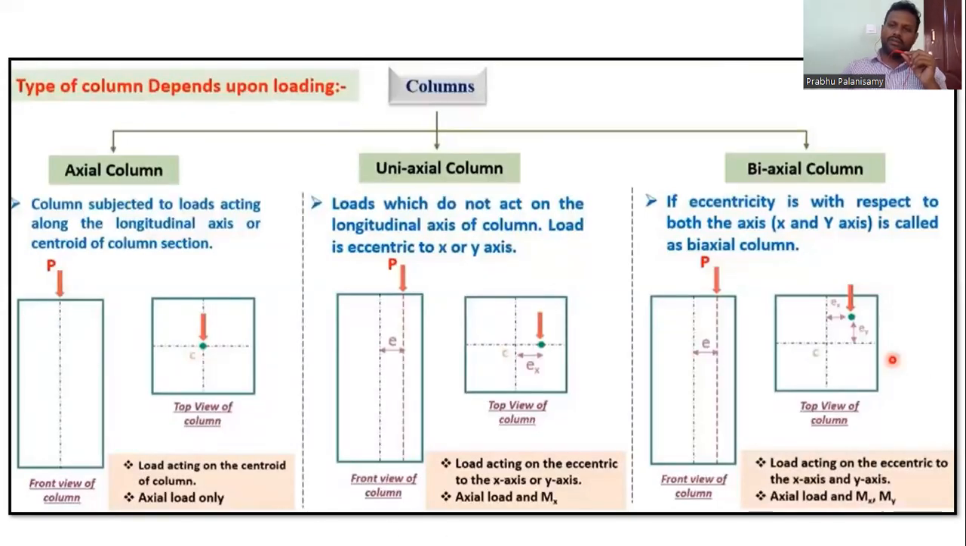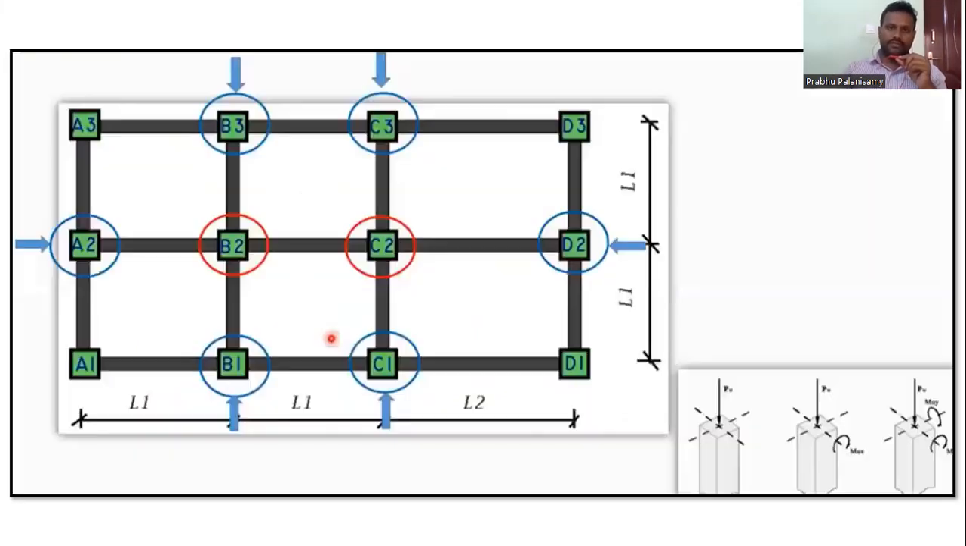So this is the condition of loading we have in the column: axially loaded, uniaxially loaded, and biaxially loaded. In the axially loaded column, the load acts centrally at the centroid. In the uniaxial case, the load acts at some distance ex in one direction. In the biaxial case, it acts in both directions, ex and ey. So we have only axial load, axial load with a moment in one direction, and axial load with moments in two directions, which is the biaxial column.